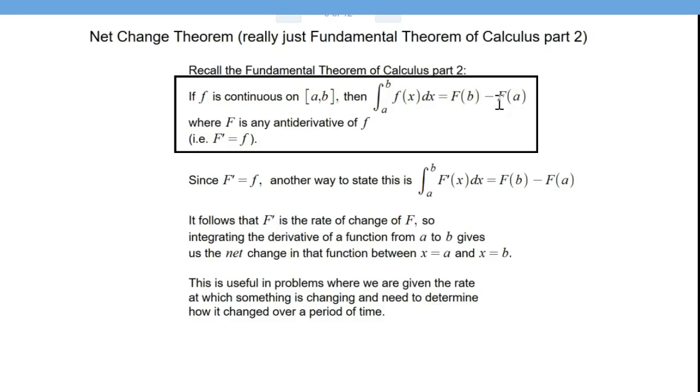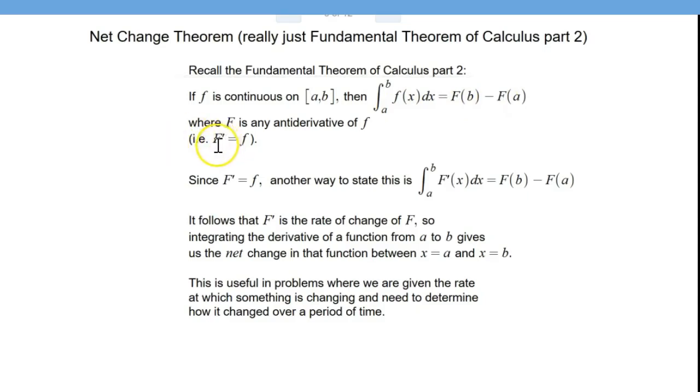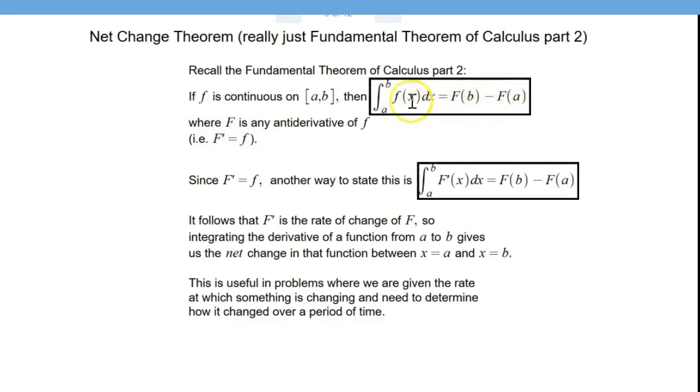So since capital F is an antiderivative of this integrand f, that means that F prime equals f. So we can just rewrite this here. We replace the lowercase f of x with capital F prime of x, since F is its antiderivative. And all this is saying is the integral of the derivative of a function is just that function evaluated at the endpoints and taking the difference.